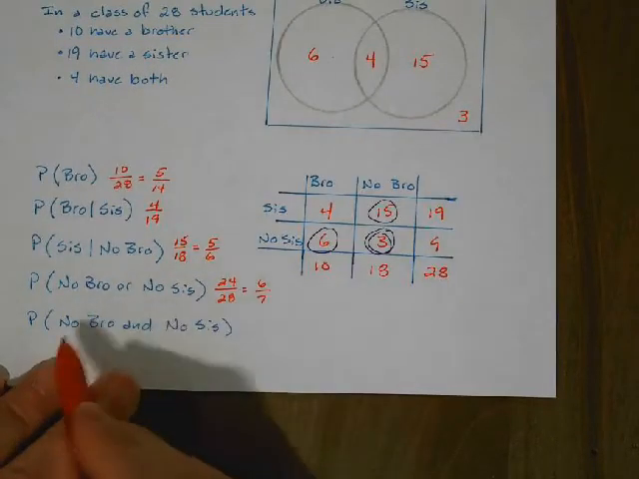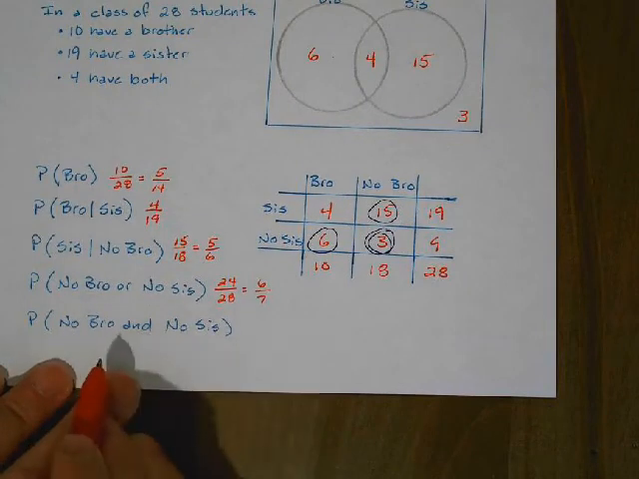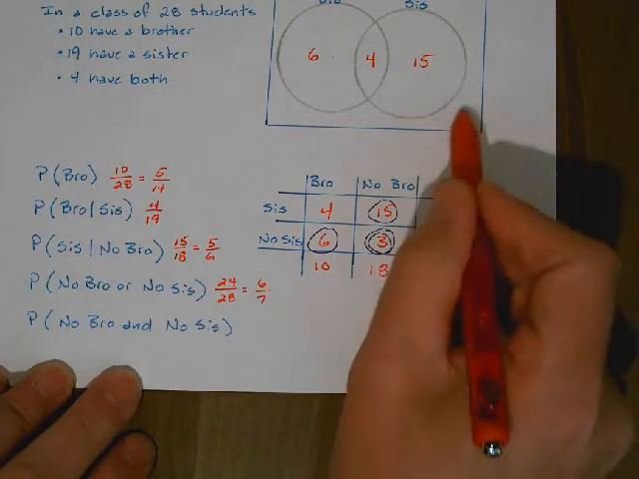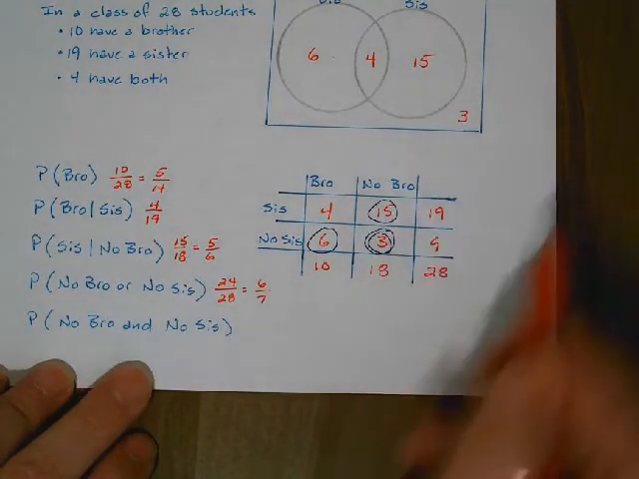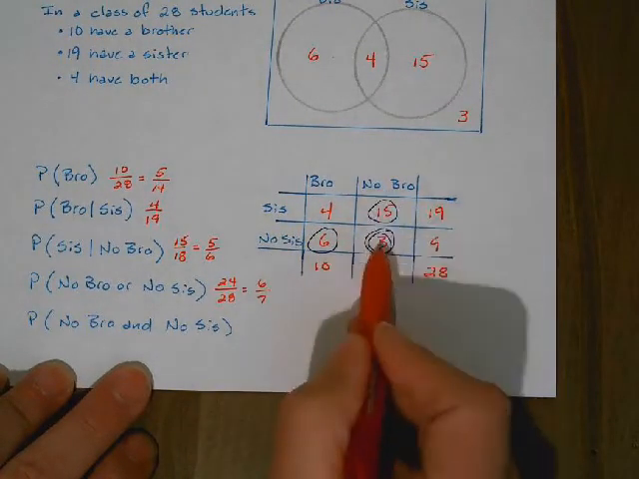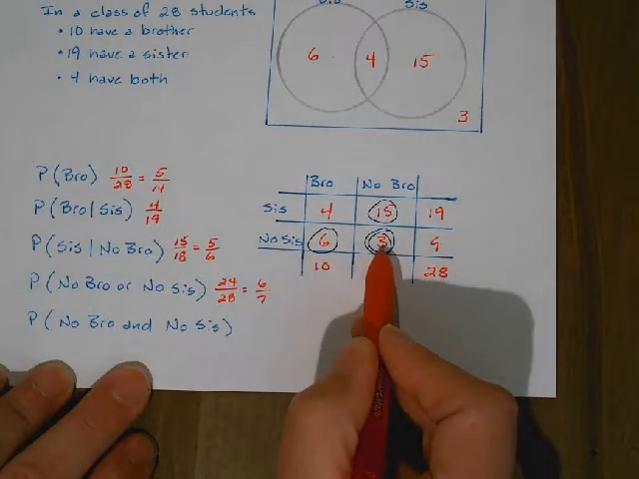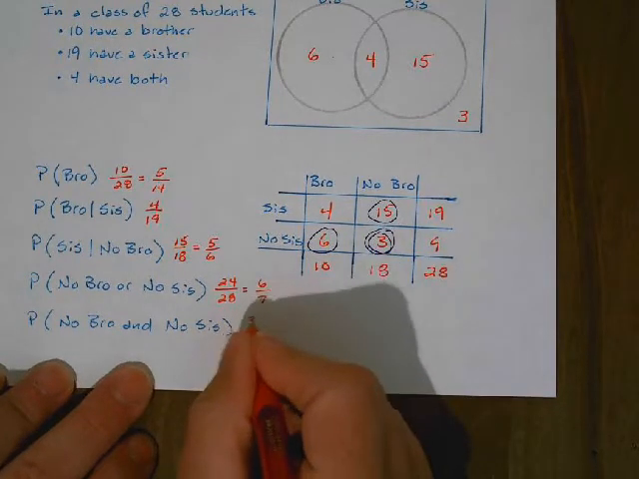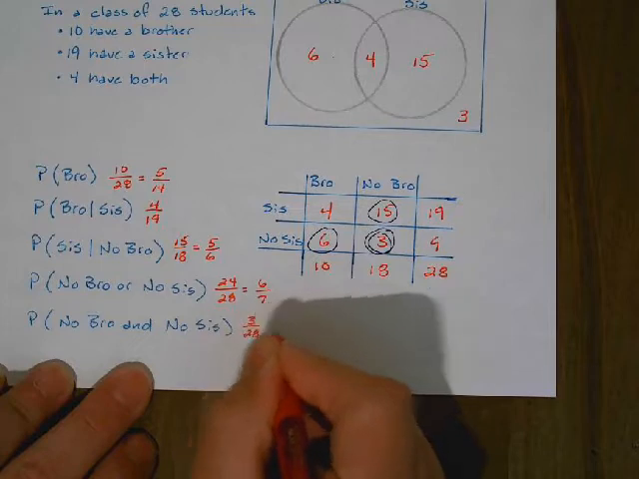Okay, let's find the ones who have no brother and no sister. So it means that they both have to have no brother and no sister. Over here, it's easy to see there's only 3 of them. And over here, we can see this is no brother, no sister. They both have to occur. So it's just those 3 out of a total of 28.